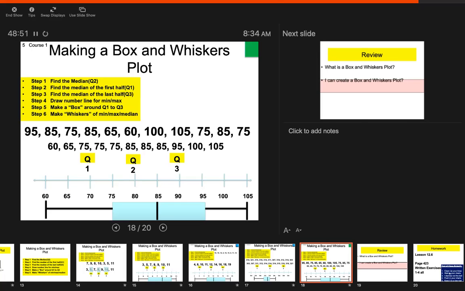Oh, by the way, let's just say this was test scores. Hey, I did a box and whiskers plot of our recent test. This is actually pretty good, right? Who got the lowest score? Eleanor? Okay, Elizabeth, sorry.